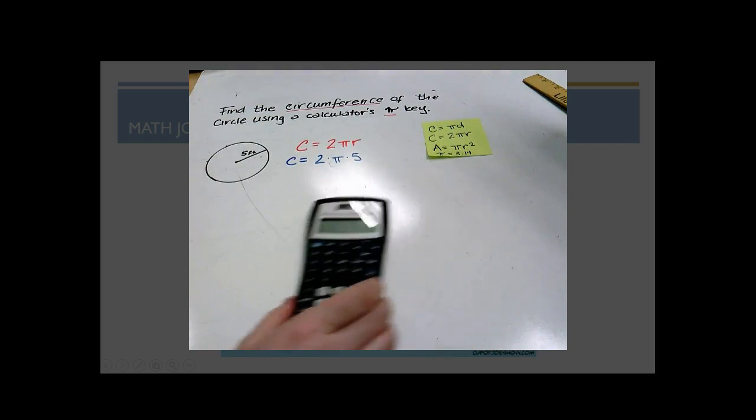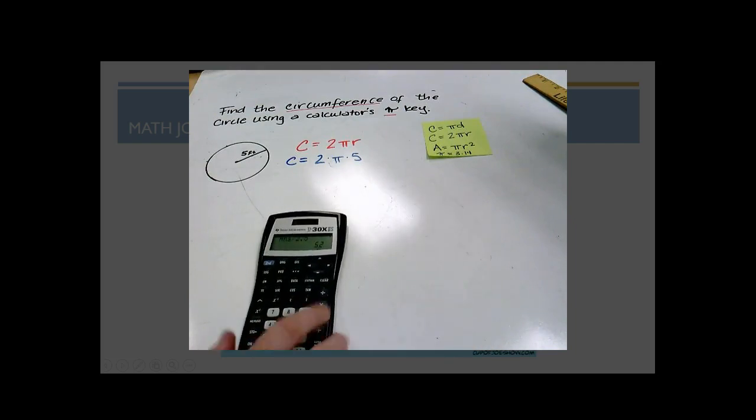So I want to take my calculator and turn it on. I'll clear out anything that's there. And I want to go 2 times pi times 5. And that will give me my answer of 31.4159. Now that gives us a lot of decimal points, but what we want to do is just round to 3 or 4 decimal places.